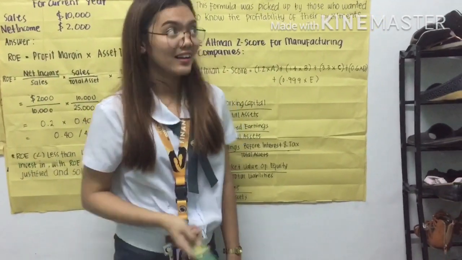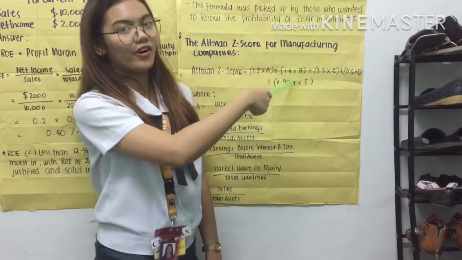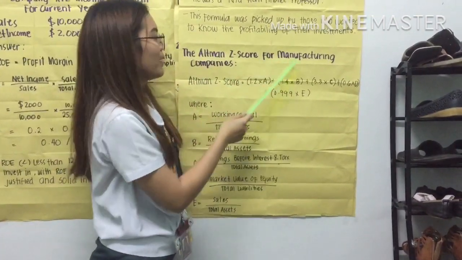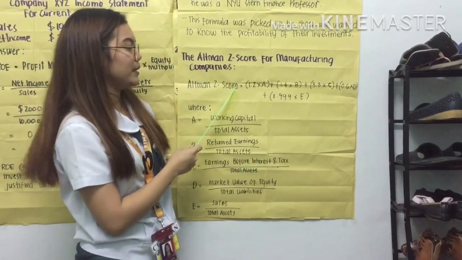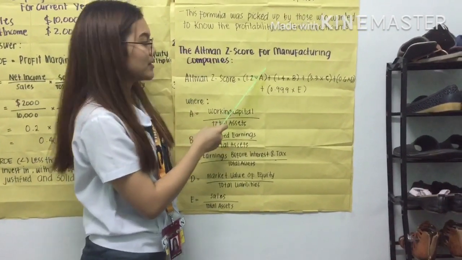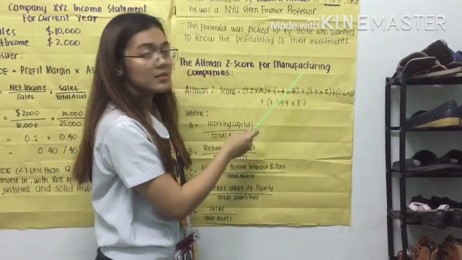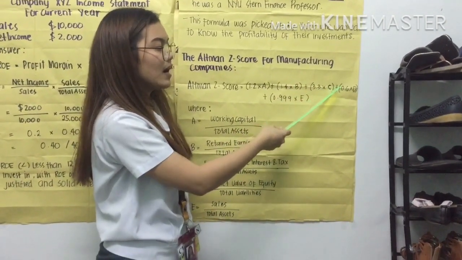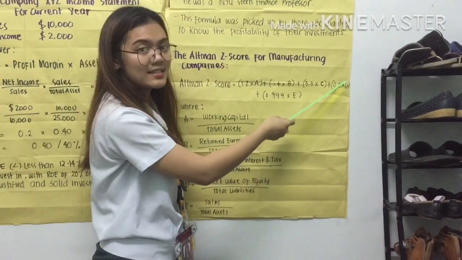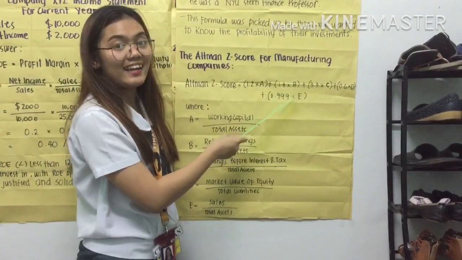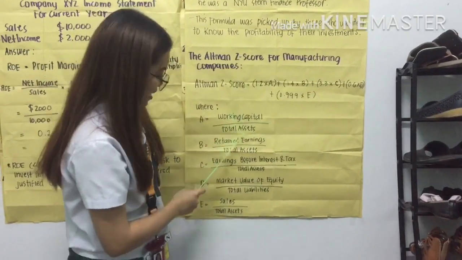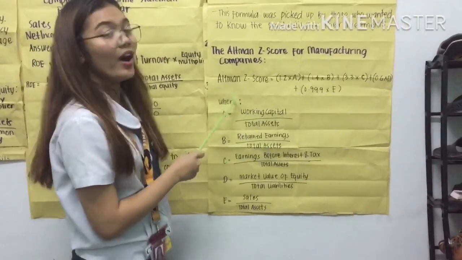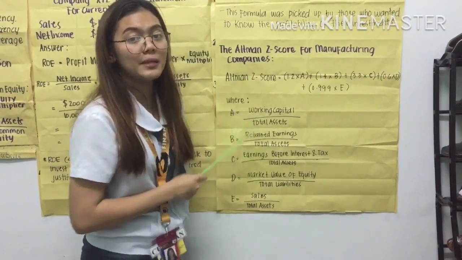There are a lot of formulas for using this Altman Z-score. The first is the Altman Z-score for manufacturing companies. In manufacturing companies, the Altman Z-score will be 1.2 times A plus 1.4 times B plus 3.3 times C plus 0.6 times D plus 0.999 times E, wherein the A, B, C, D, E are these formulas.